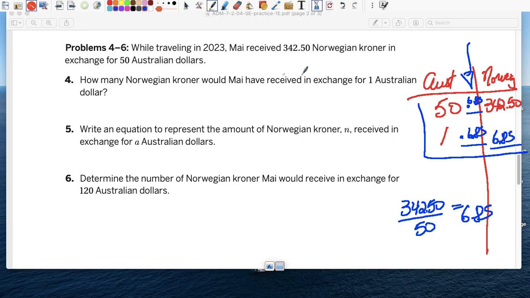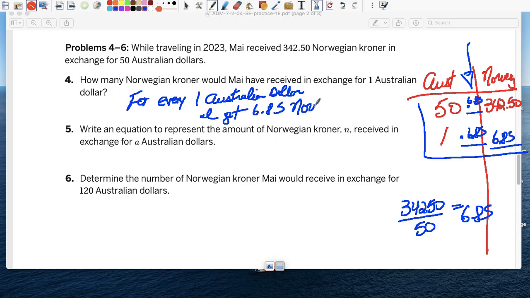So let me write that. For every 1 Australian dollar, I get 6.85 Norwegian kroner. And that's my unit rate. It's the unit rate and also my constant of proportionality.